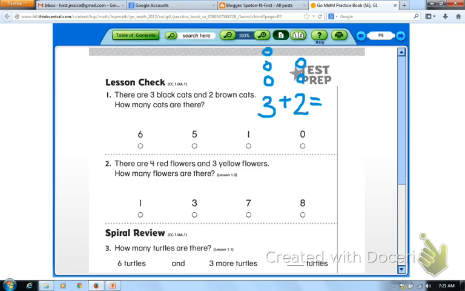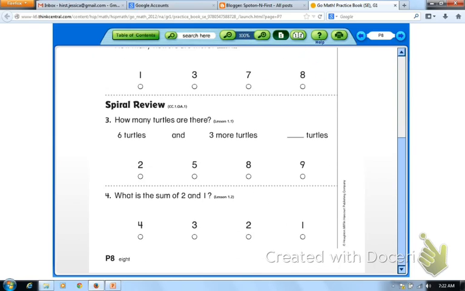Same thing with number 2. And at the bottom is your spiral review. That's going over a problem from lesson 1 and lesson 1.2. And then if they are still struggling with this, continue to have them use those pictures on those problems. It's okay to do that. They can do it on their test, and so it's okay. It's not a problem if they have to write on it to be able to figure out the problem and the answer.